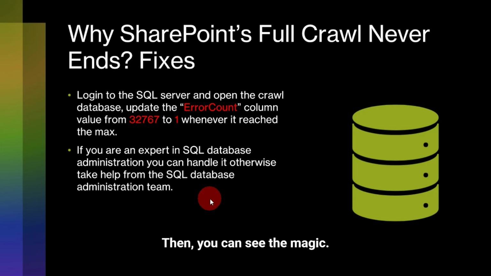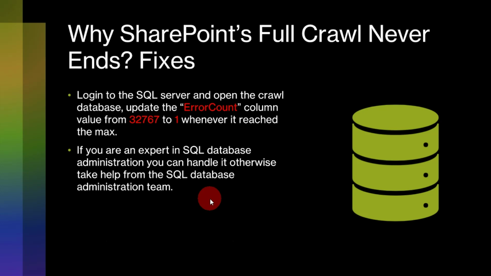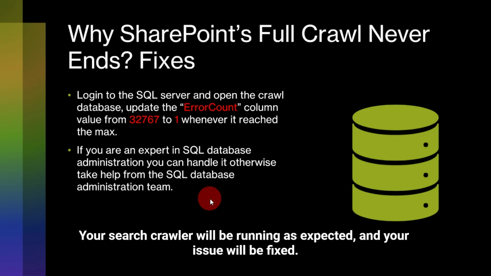Then, you can see the magic. Once you change the value 32,767 to 1, automatically your full or incremental crawl will complete on time and start on time. Your search crawler will be running as expected, and your issue will be fixed.